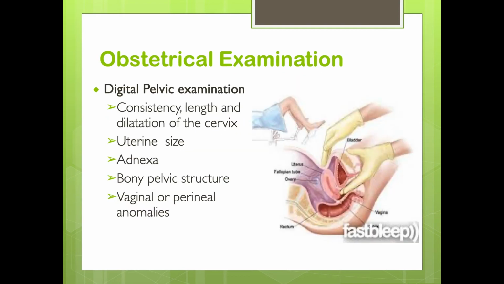After inspection, we go to the palpation, where we do our digital pelvic examination or the bimanual examination with the dominant hand using the index finger and the middle finger. The following are assessed. You check for the consistency, the length, and the dilatation of the cervix. Check for the uterine size, palpate the adnexa, check the bony pelvic structures, and see if there are any other vaginal or perineal anomalies.